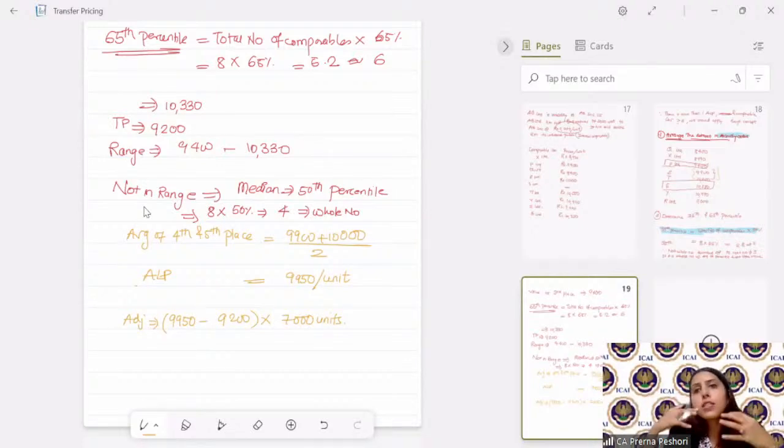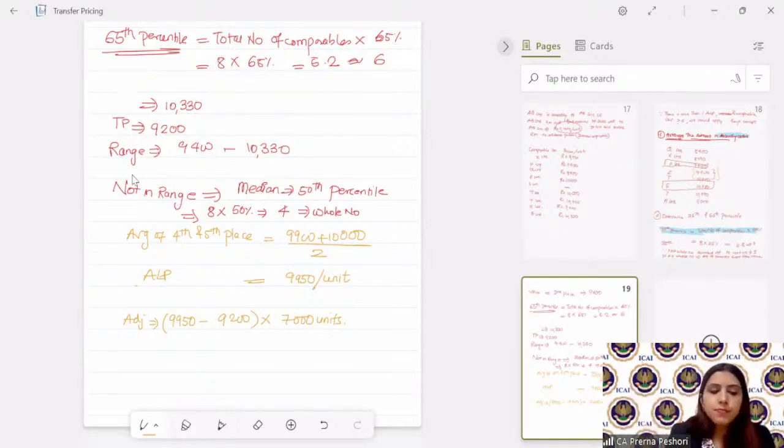If your transfer price is within the range, it is at arm's length. If it is not within the range, take the median. What is median? Total number of comparables into 50%. Again, if it is a whole number, average of that particular data plus the next data. If it is decimal, round it off and take the data at that particular number. That will be your ALP. So the median will be your ALP if the transfer price is not within the range.